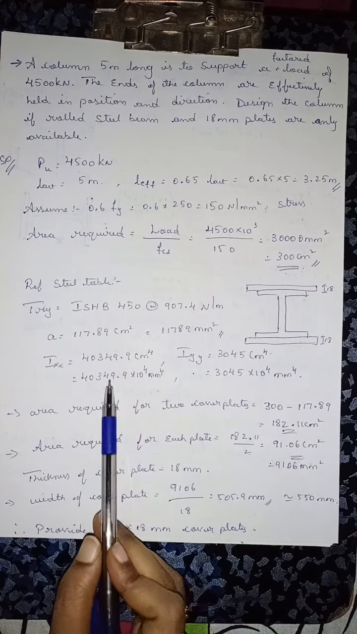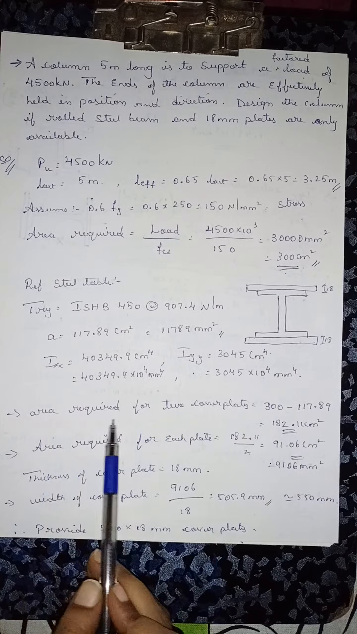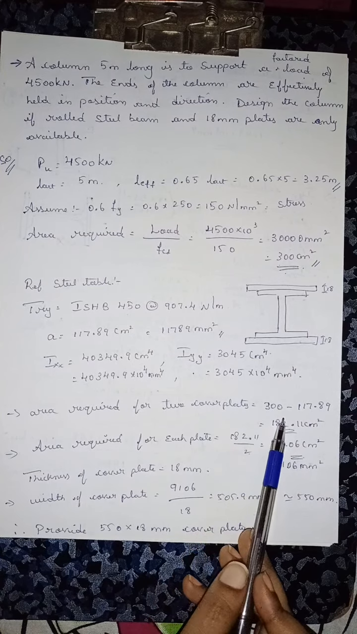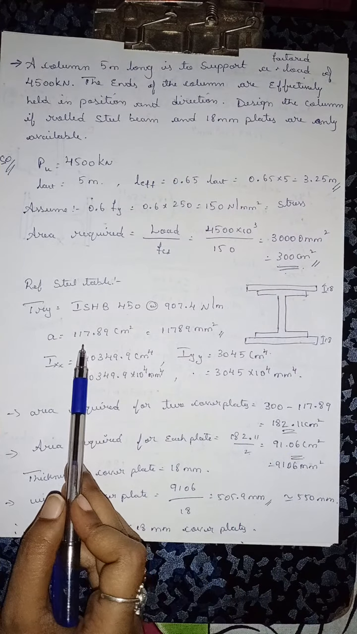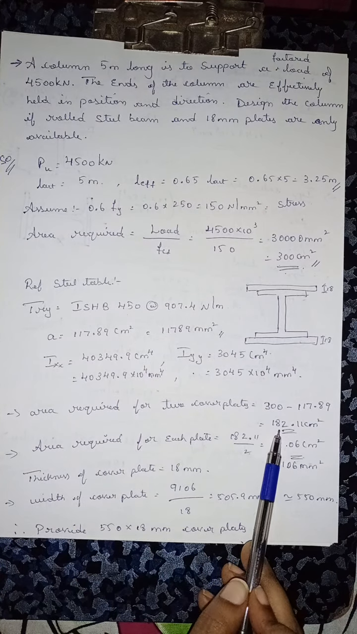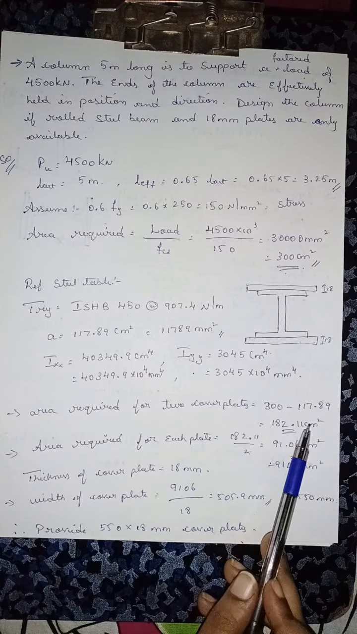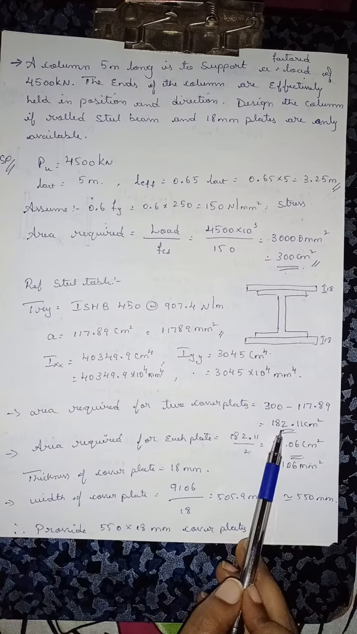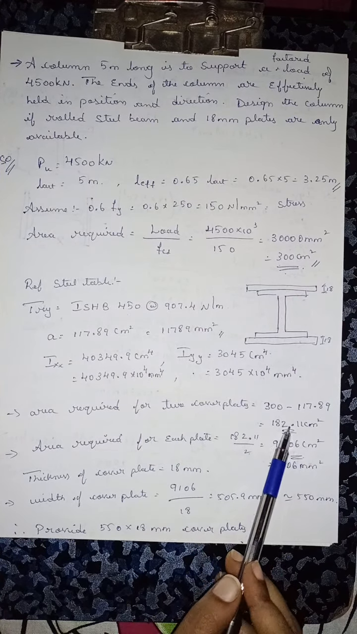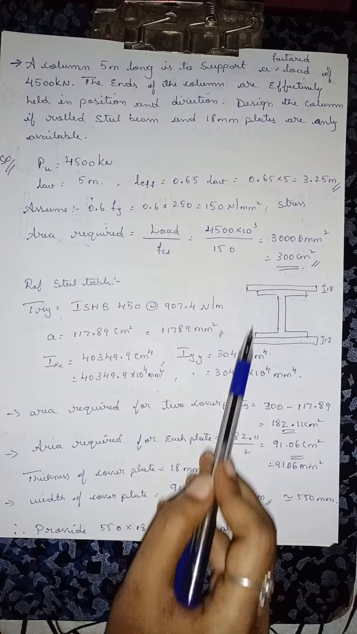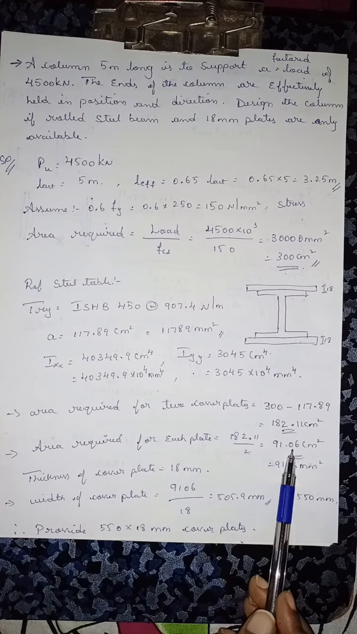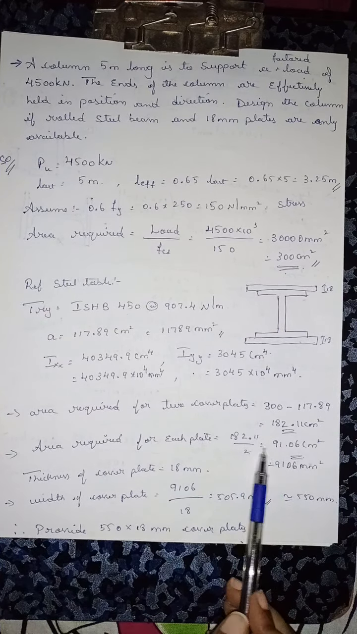Okay, so now next we'll go for the plate. Okay, we are giving 2 plates over here. So in the total 300 we have already given I section as 117.89. The remaining we need to give for the plates. So that means 300 minus 117.89, that will give you 182.11 centimeter square. So we are giving 2 plates, right? Now whatever the area we have got, it is including 2. So each plate area, if you find it out, it will be 182.11 divided by 2, that is 91.06 centimeter square.